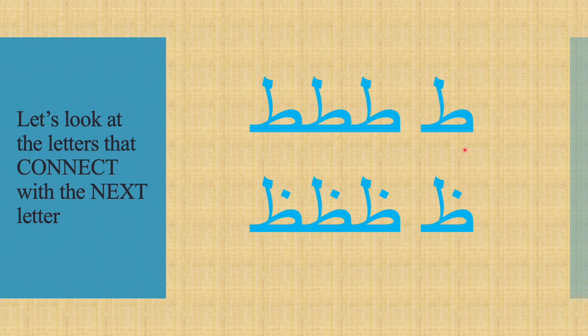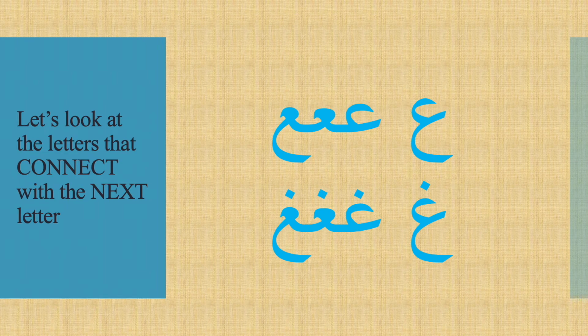Ta and za have the same shape everywhere. Just remember that they connect with the next letter. They're not one of the 6 that never connect with the next letter. Okay? Ta has this shape when it's by itself, and then it has the same shape in the initial position, middle position, and final position.